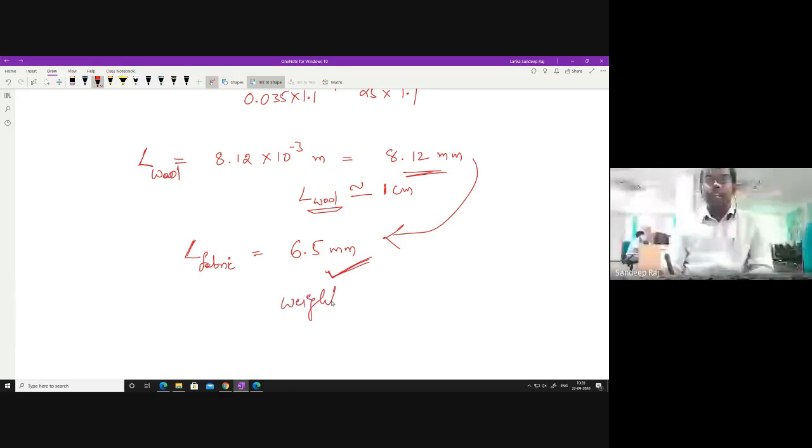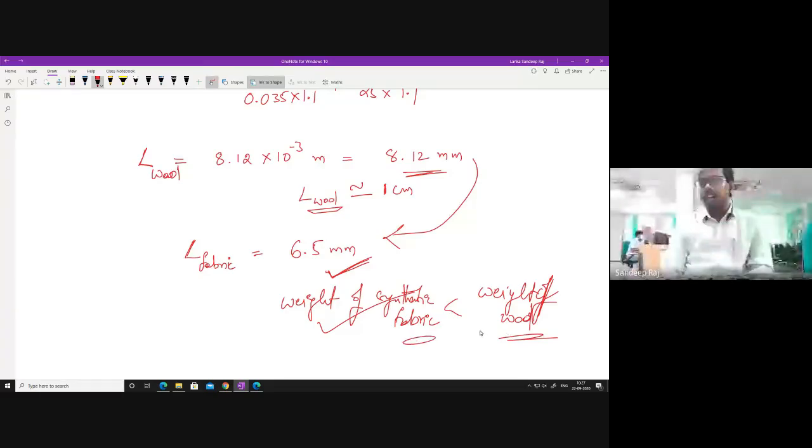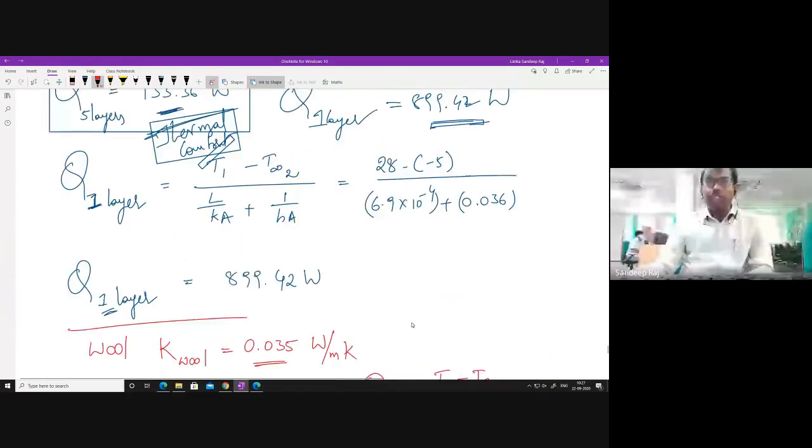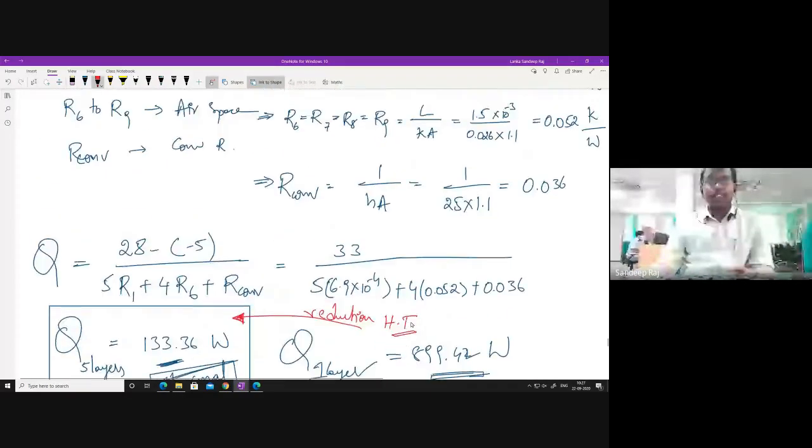of synthetic fabric will be less than the weight of wool. So people will obviously prefer this one compared to the wool. Okay, that's why most of the time we are going with this synthetic fabric. So that's all from my side in this particular problem.